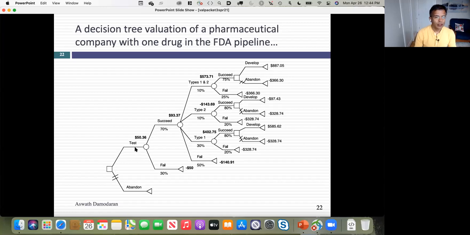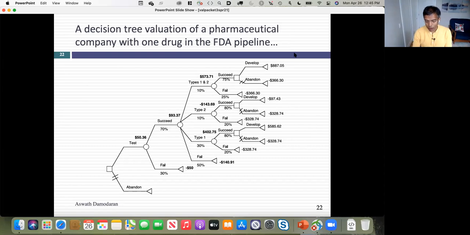You're going to test, and if it looks like the test is successful, and there's a 70% chance of success and failure. If you succeed, then you follow up and say, is this good just for type 1, just for type 2, type 1 and 2. So the way to read a decision tree is whenever you see a round area, that's a probabilistic node where you can have success or failure. You've got to estimate probabilities. The squares are decision points where you get to decide, do I want to go forward or not?